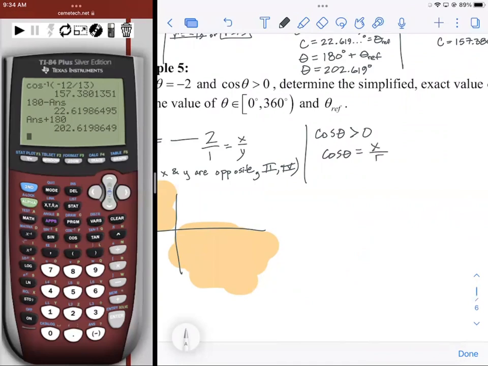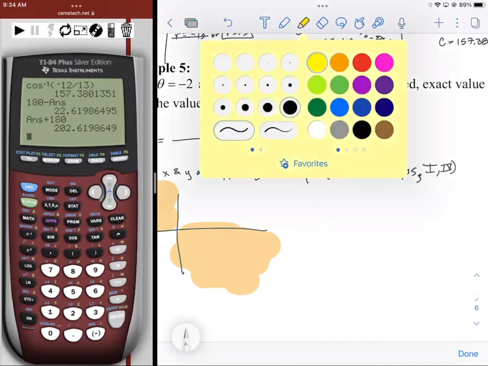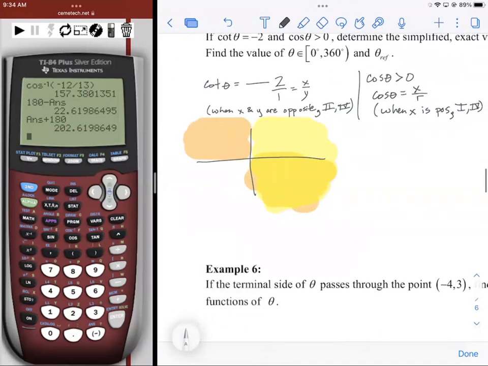x over r. So cosine is positive when x is positive, right? And x is positive in which two quadrants? 1 and 4. So if you shade that, cosine is positive when x is positive. That's 1 and 4. Where's the overlapping quadrant? 4, right? So there you go. You use the two clues to figure out the quadrant. So there's your theta.